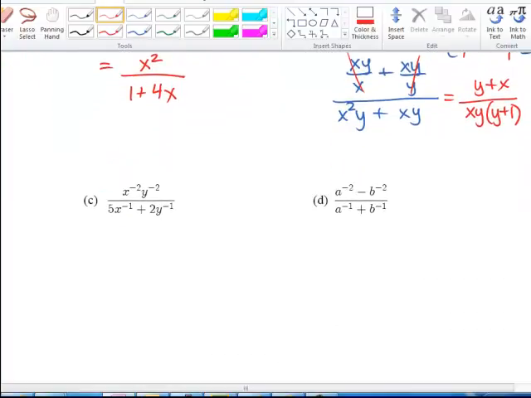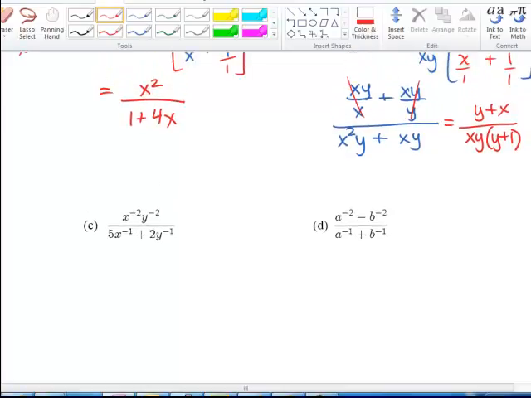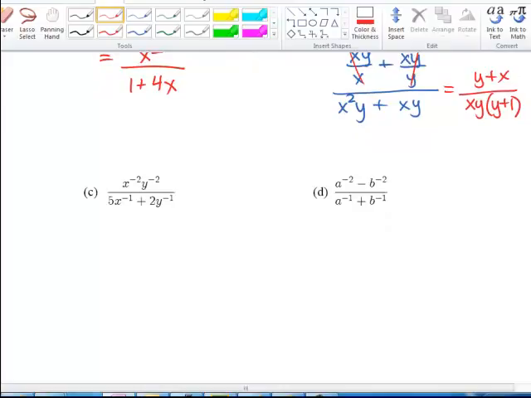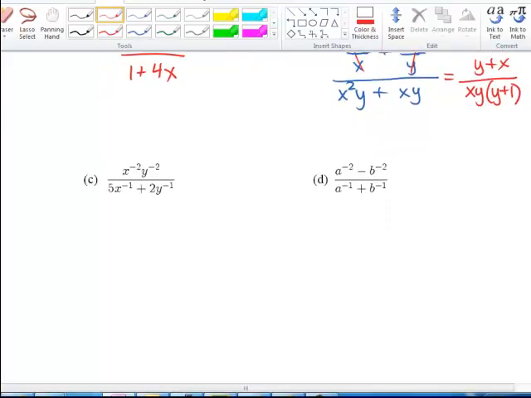Alright. In C, we have a couple new things. We have now some exponents that aren't just negative 1, and we also have coefficients in front of those exponents. So we need to be careful with that. So here we have multiplication. We can do 1 over x squared times y squared. We can make that a single fraction.